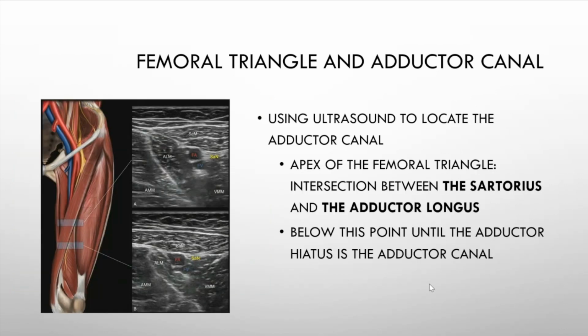Nowadays we can use ultrasound to help us find the apex of the femoral triangle. Using ultrasound, we can actually pinpoint where the sartorius intersects with the adductor longus, and we mark that as the tip of the femoral triangle. Below that will be the adductor canal, until the superficial femoral artery separates from the sartorius. That's the end of the adductor canal. So that's when we can actually pinpoint the adductor canal and give a block inside.